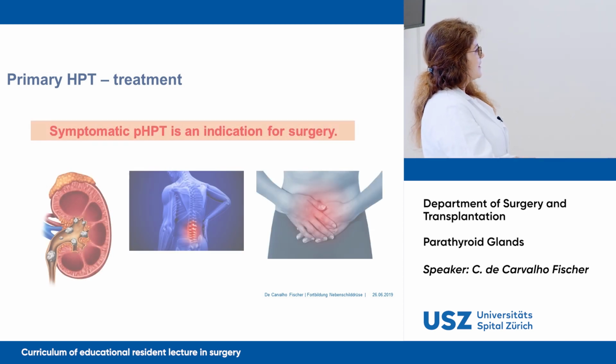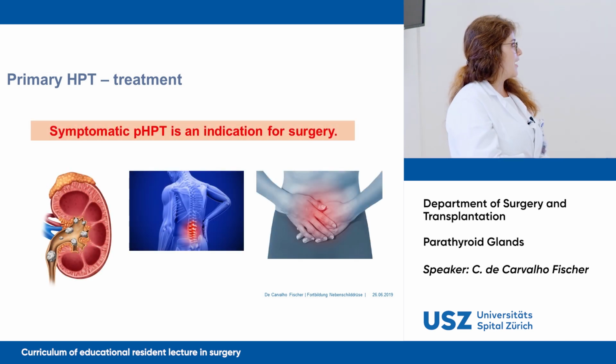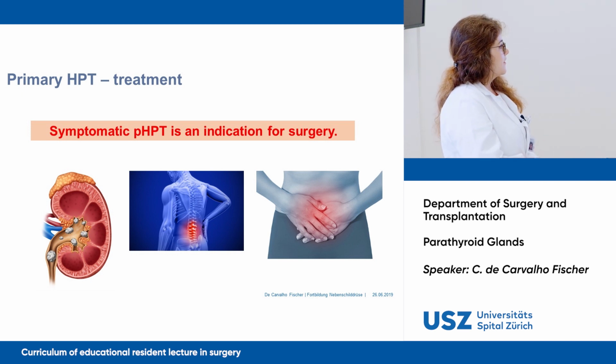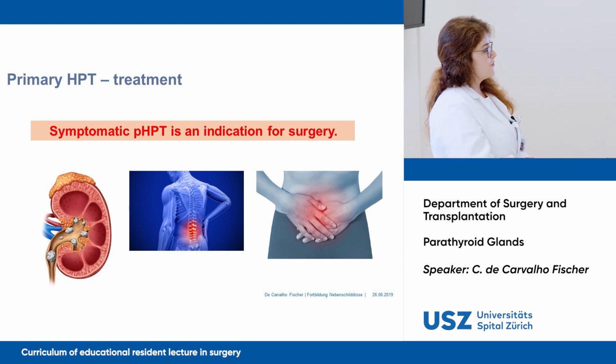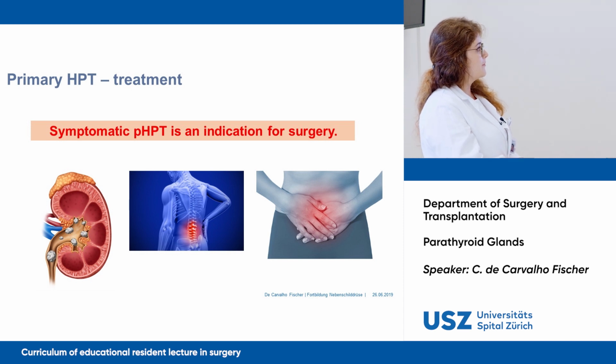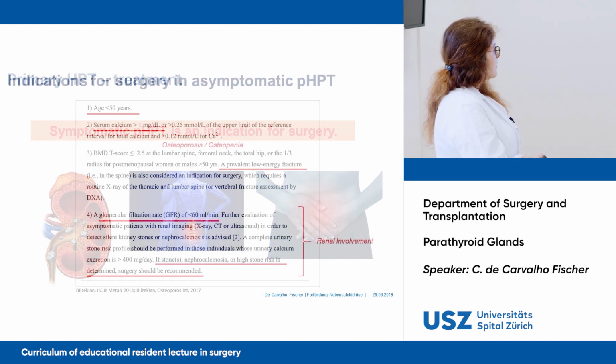So the important point here is that symptomatic primary hyperparathyroidism is an indication for surgery. So our kidney stones, our bone and joint pain, and our abdominal pain. However, asymptomatic primary hyperparathyroidism is a little bit more complex.